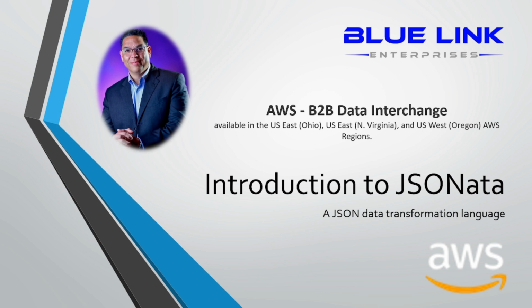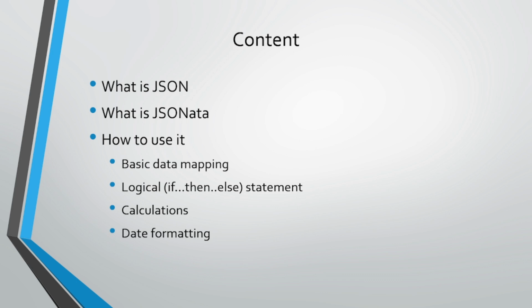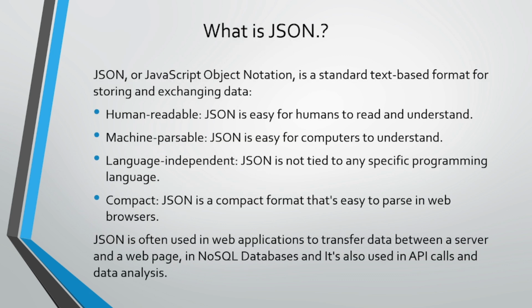Today we're going to be introducing JSONata as it relates to the AWS B2B Data Interchange. We will be covering some basic information about what JSON is. So if you've never seen JSON or you don't know what it is, we'll cover it real quick. We will be covering JSONata and also how to use it. We're going to execute some basic data mapping, some logical statements, calculation, and date formatting.